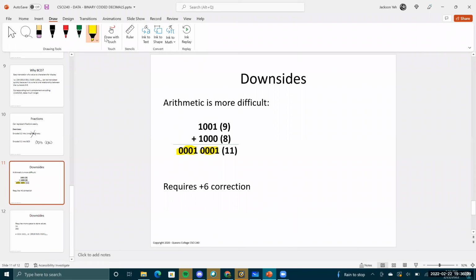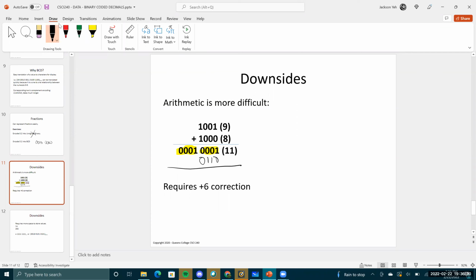1 and 1. So with BCD, you have something called a +6 correction. That means that when you add any two numbers where the result is larger than 9, you have to add 6 to it to correct it. So what would adding 6 do? This would be 0110.